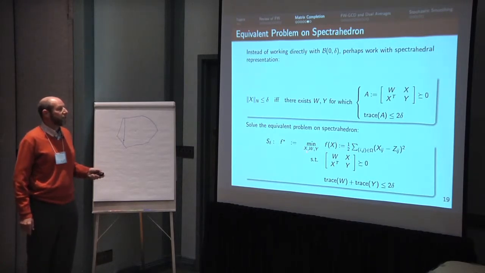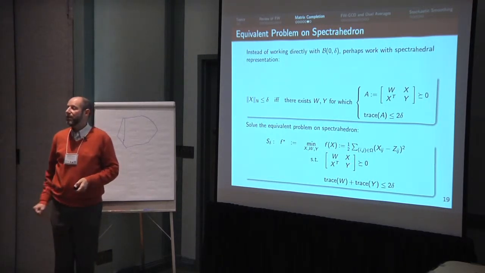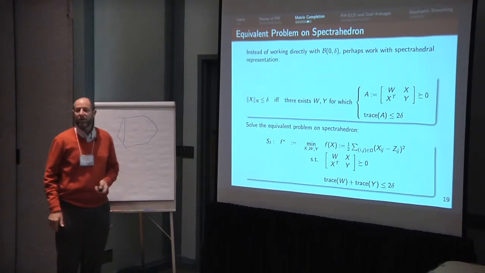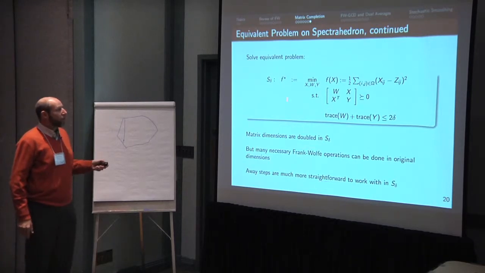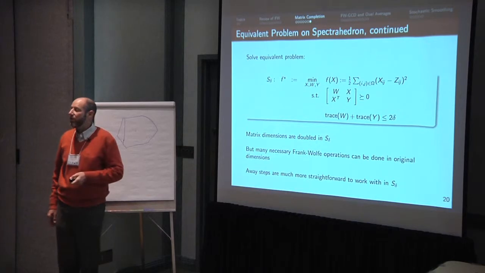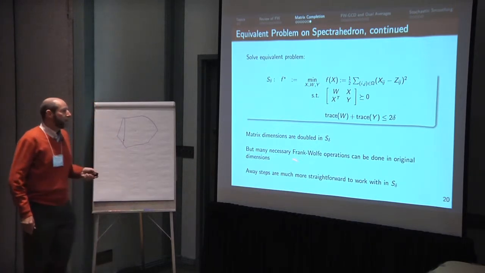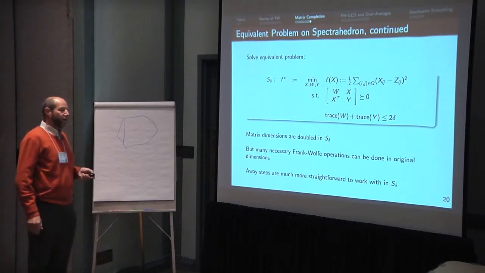Well, now in addition to X, I have matrices W and Y, and I want to minimize my quadratic. And so this is the intersection of the semi-definite cone here just with a trace constraint that basically makes things nice and bounded. Okay? And so here is an equivalent way to solve that nuclear norm constraint problem over the nuclear ball. Okay? However, the matrix dimensions here are doubled. Okay? So that's not fun.